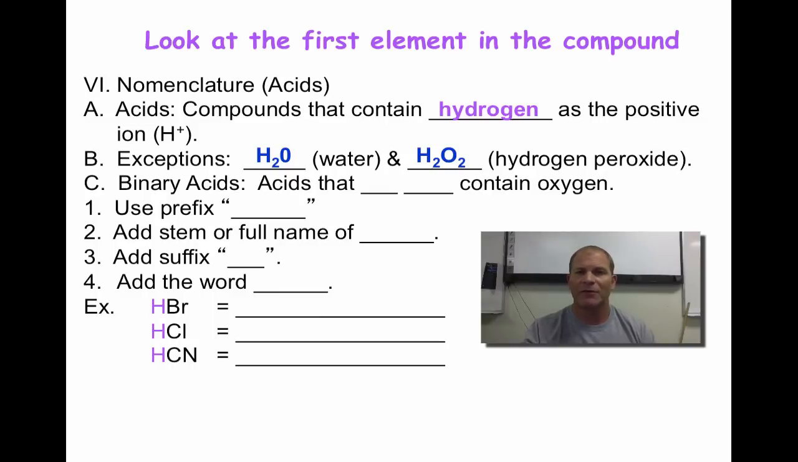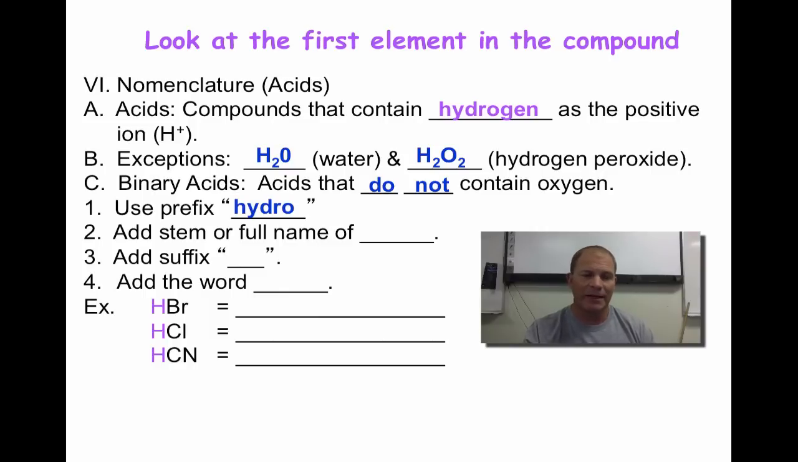Then we ask ourselves the next question: is there an oxygen present? This is where we have a Y in the road. If there's no oxygen present, like you see in our three examples at the bottom there, HBr, HCl, and HCN, you realize that you always start out with the prefix hydro. If there's no oxygen, we always start with hydro.